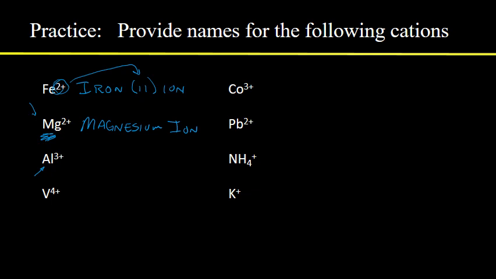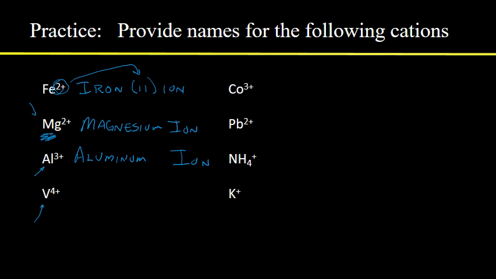Okay. Aluminum 3 plus. It's not in group 1 or group 2, but it is one of those that we memorized. You might not have it memorized yet, but it's on your short list of things to memorize. Aluminum is always, always, always +3. And so just like with magnesium, we do not include the charge in the name, and we just call this an aluminum ion.